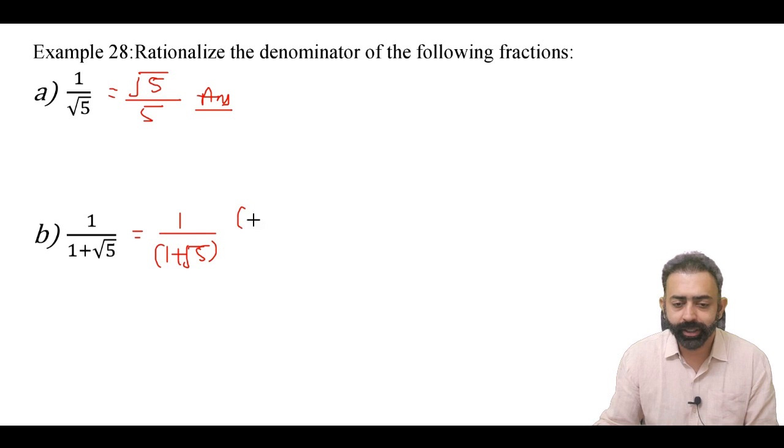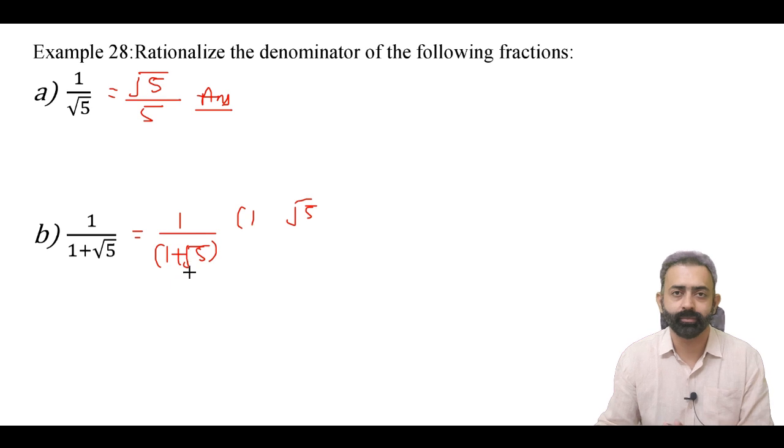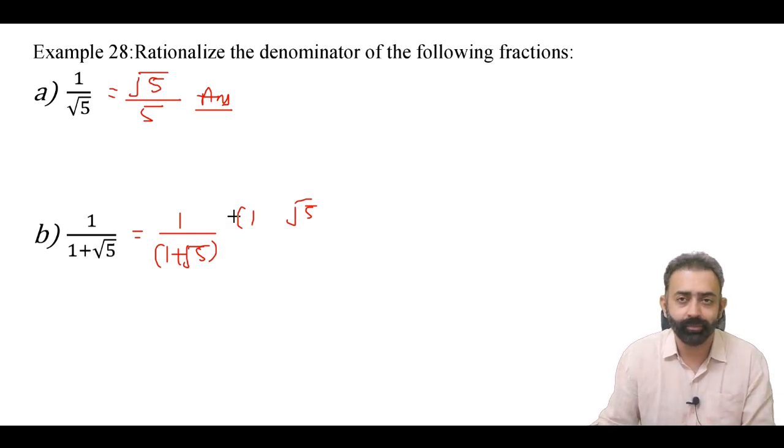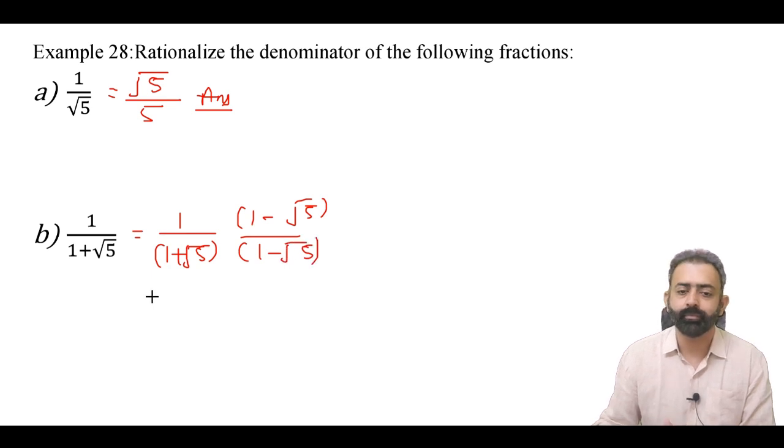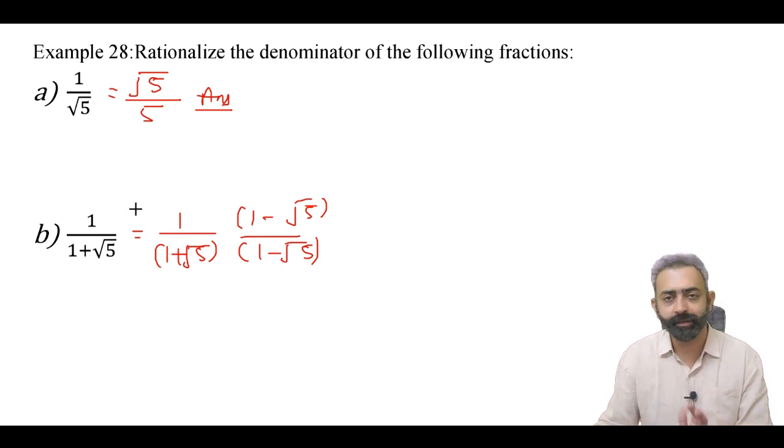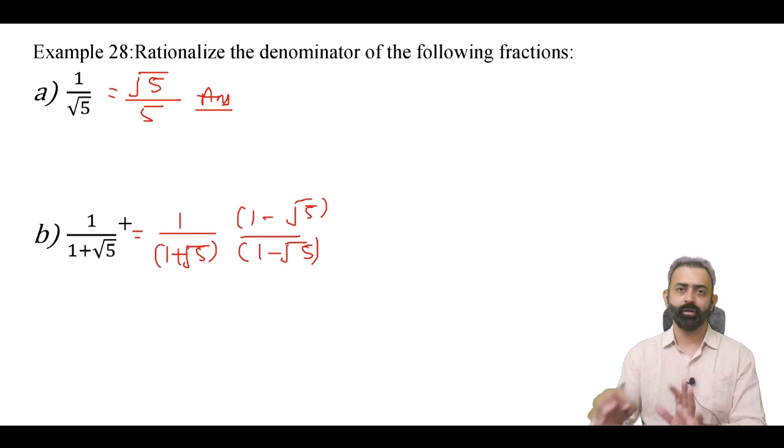just by changing. You just write here 1 and root 5. You just need to change the sign of the second term. Always the second term. It is not about changing the sign of the surd. It is changing the sign of this middle sign. If it is plus, make it minus, and if it is minus, make it plus. So you multiply and divide by this number, which is 1 minus root 5. Had it been 1 minus root 5 initially, then you will multiply by 1 plus root 5 and divide by 1 plus root 5.